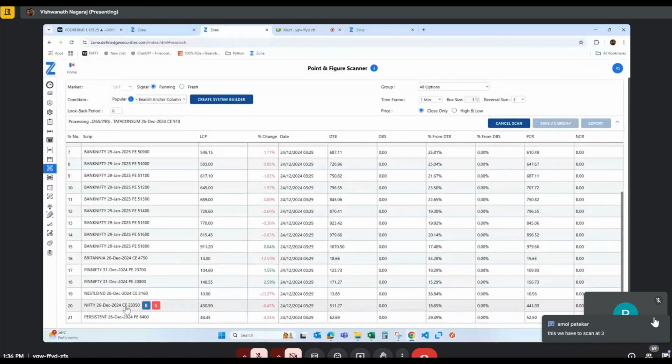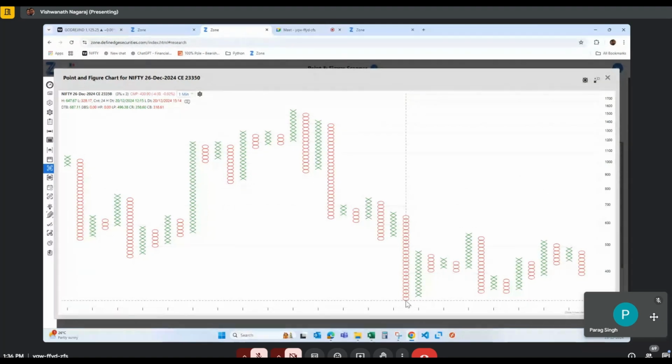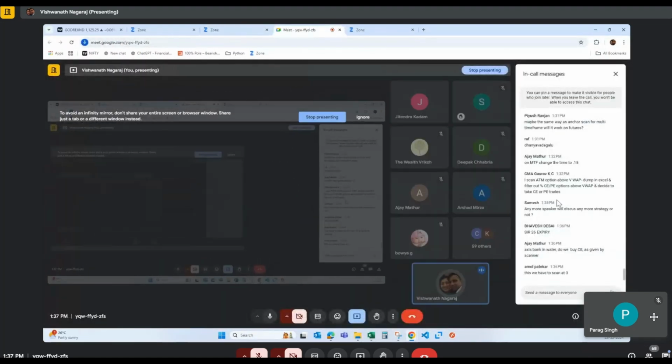And bearish anchor column CE, but this is not a confirmed one. I will enter if it breaks this channel. But you got the logic, right? This is very simple. Yes, sir.